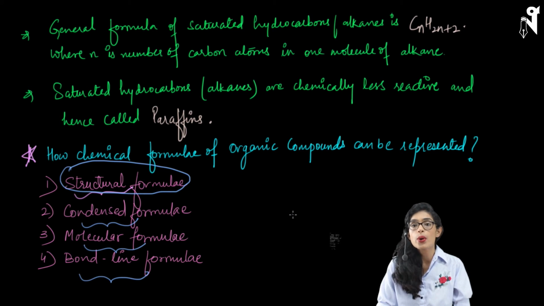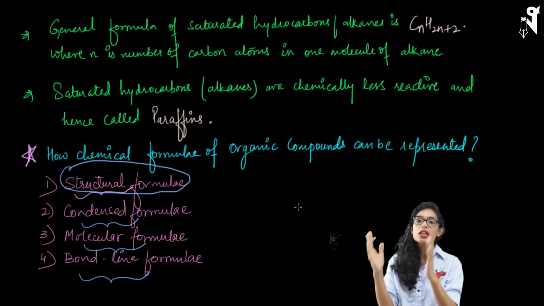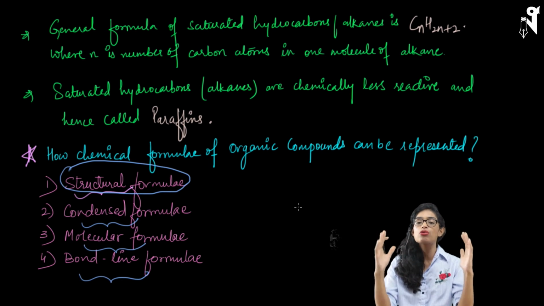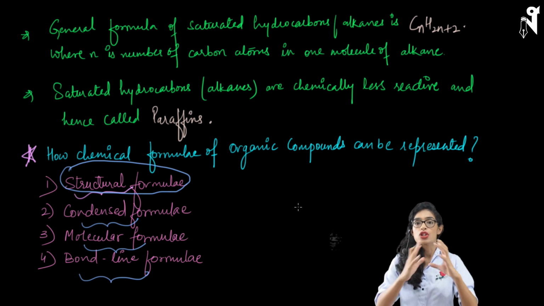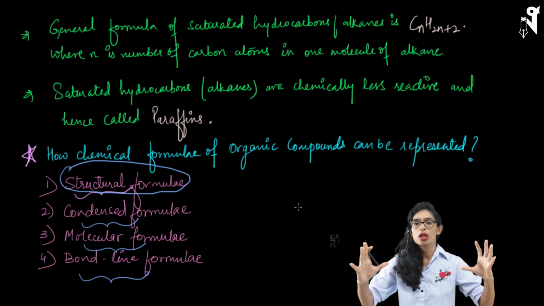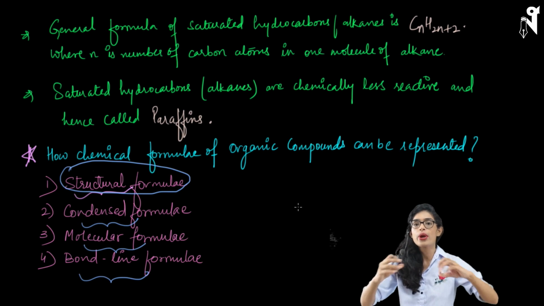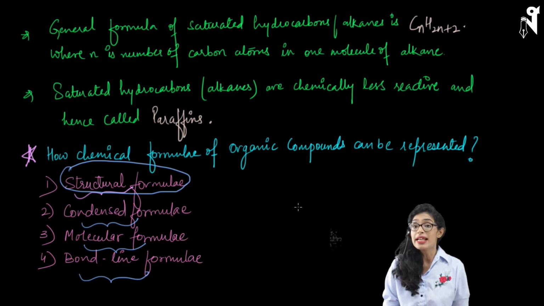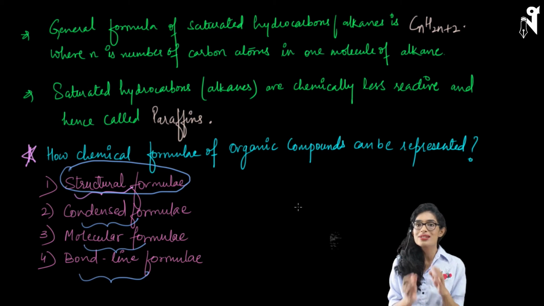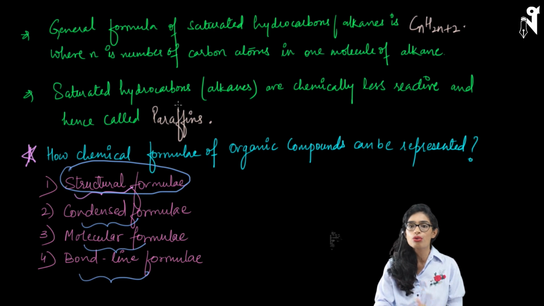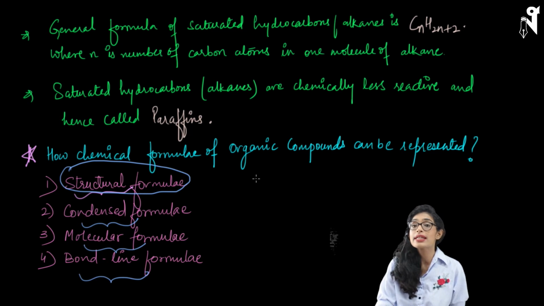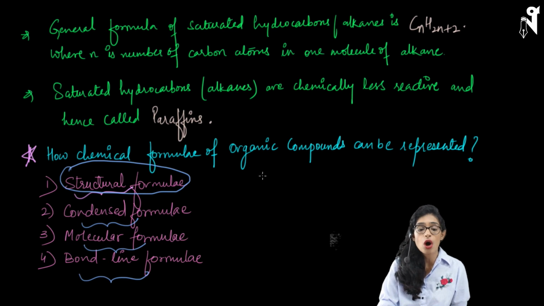Structural formulas are the ones where all the bonds will be very clearly seen. You can see the bonds between carbons, and you can see the bonds between carbon and hydrogens also very clearly. So the most open structure, where all the bonds can be seen nicely, is called the structural formula. It's the most expanded form of a formula. For example, as I have already shown you, if I talk about an alkane made up of three carbons, how will I draw it?